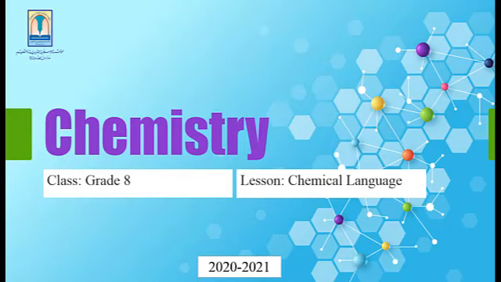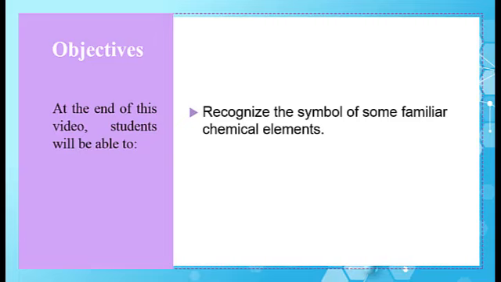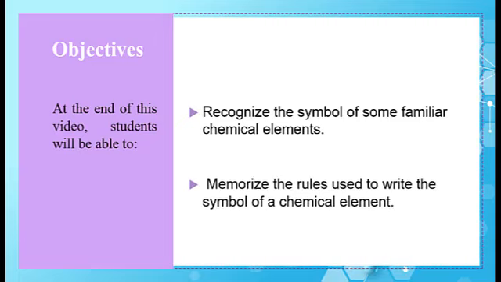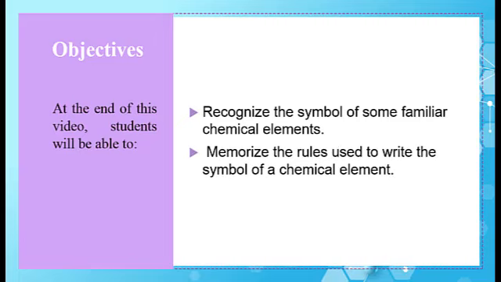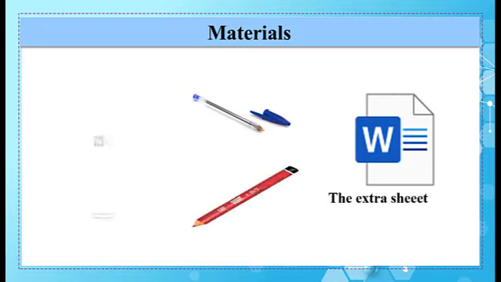Today, our lesson will be a little bit different. We're going to learn a new language called the chemical language. At the end of this video, students will be able to recognize the symbol of some familiar chemical elements and memorize the rules used to write the symbol of a chemical element. The materials required from you are the extra sheet, a pen, a pencil, and the summary of chemical symbols.